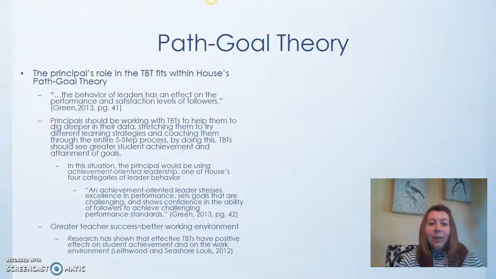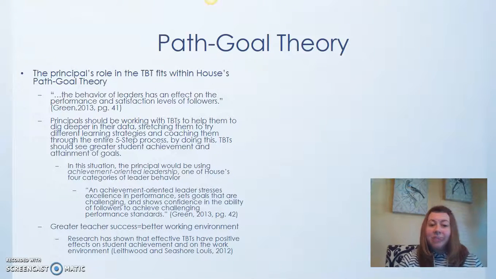So if we go back to what our text said about the path goal theory, it would be principal behavior that would have a positive impact on the performance of the followers. And by coaching the TBTs through the 5-step process, the principal would then be having an effect on the performance of the members of that TBT.